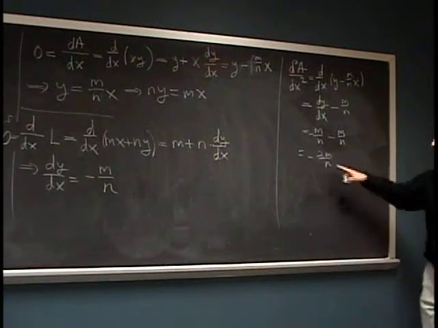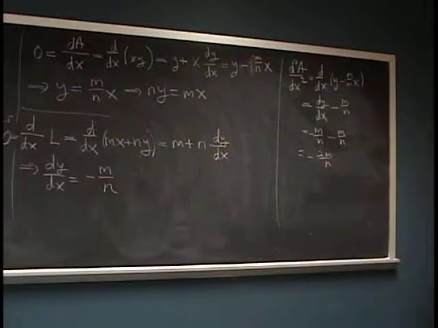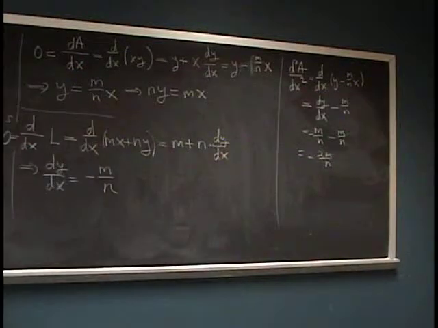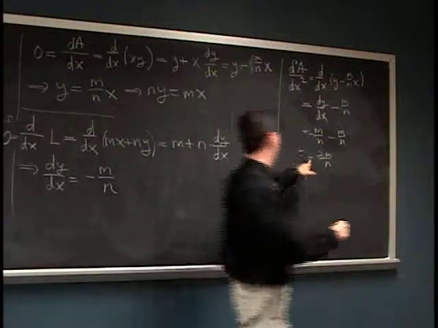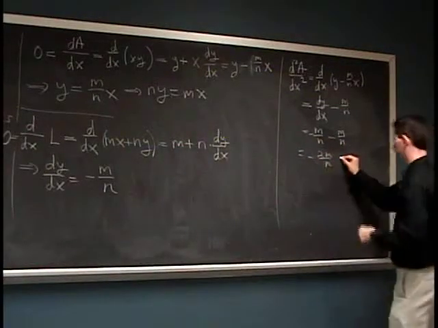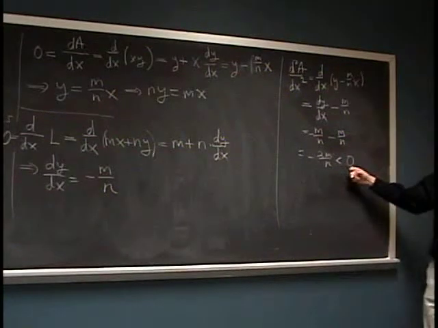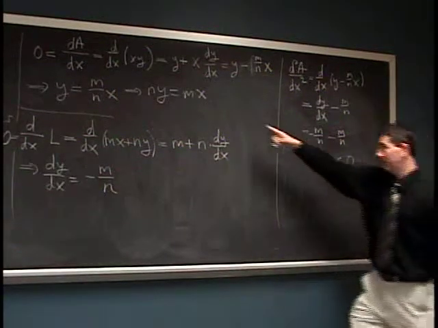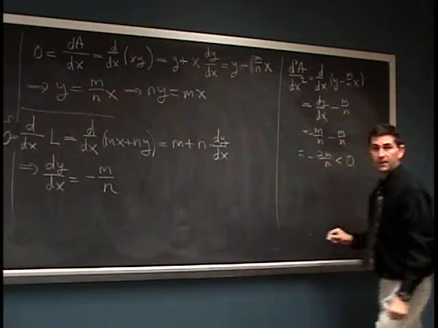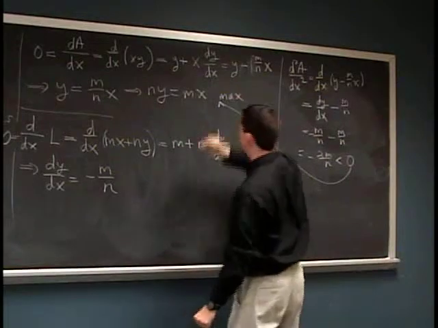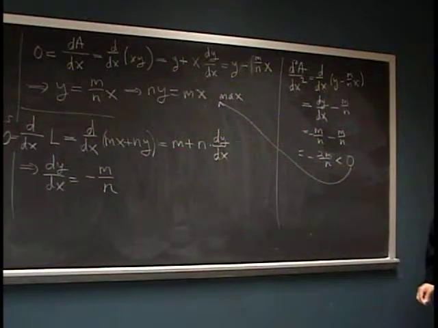Okay. Is this positive or negative? Well, what are m and n? These are numbers of fences, right? So those are certainly positive numbers. Okay. So everything is positive, and then you have a negative. This is a negative number. So the second derivative is negative, which implies this actually gives you a maximum.